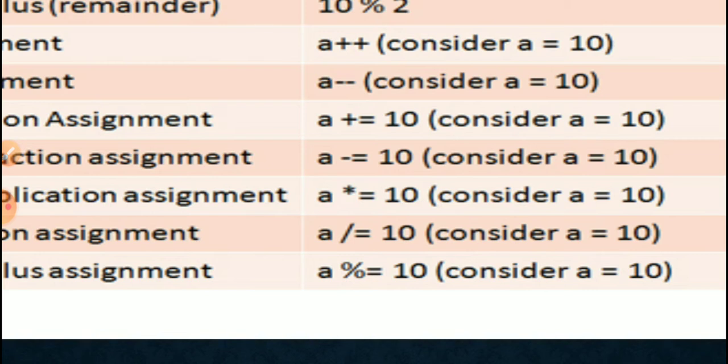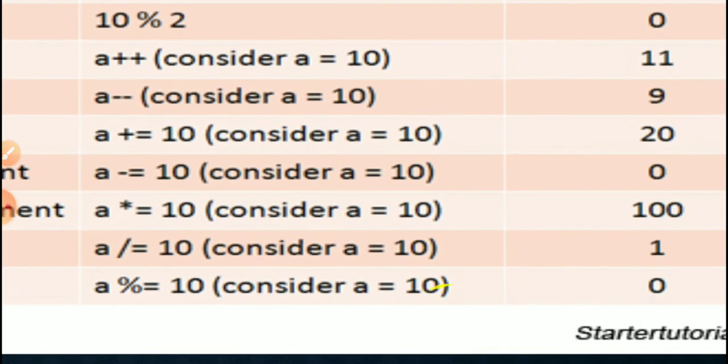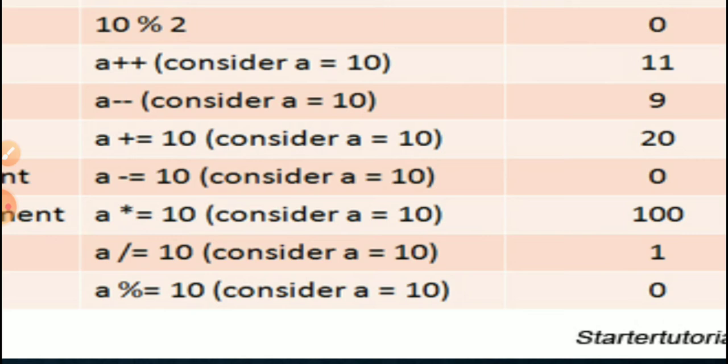Next one, a equal to a slash 10. That is division assignment. So when we divide 10 by 10, the result will be 1. Okay, the result will be 1. That is a equal to a divided by 10.